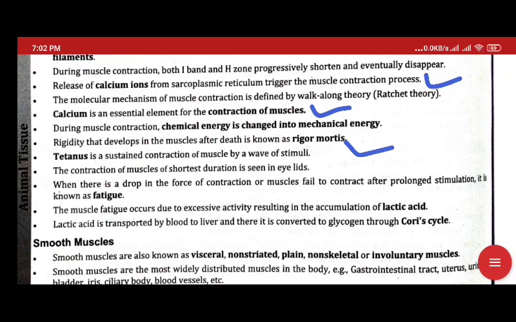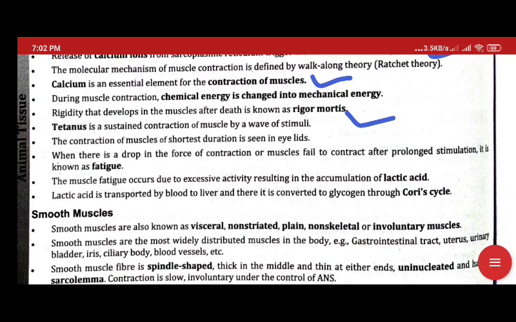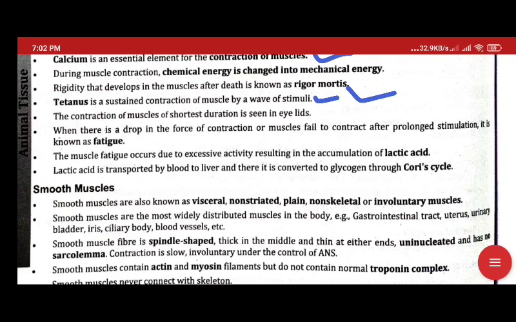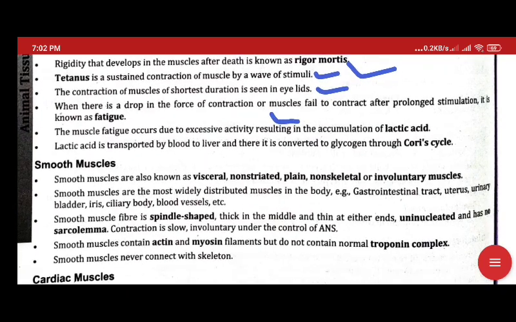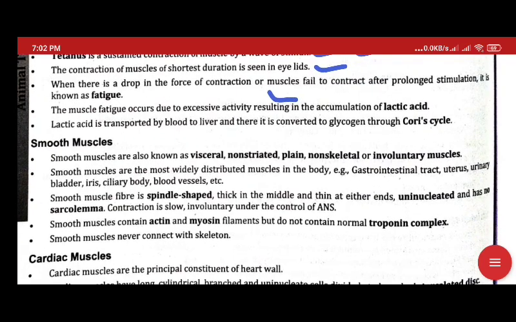Now rigor mortis: due to death the muscles get what? Contracted. Rigor mortis. Now tetanus is the sustained contraction of muscles, and the twitch of muscle, like an eyelid, is of short duration. This is involuntary. And fatigue, due to what? Muscles fail to contract and relax is called fatigue. Lactic acid results in the muscles from excessive exercise. Now the Cori cycle is used for this lactic acid.